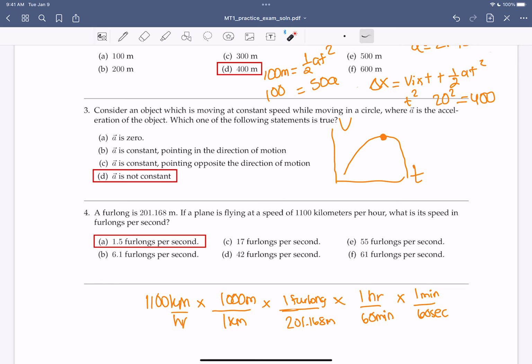Yeah, and Victoria, the magnitude is the same, so it could very well be 4 meters per second squared throughout the entire circle. It's just that there's a constantly changing direction, and so that's why it's not constant. Make sense?